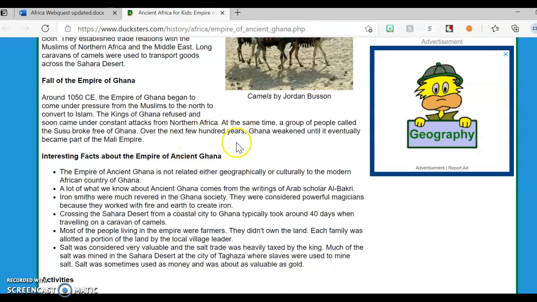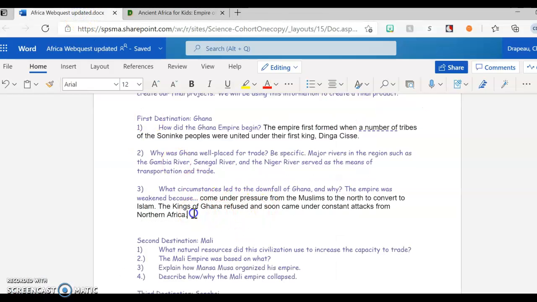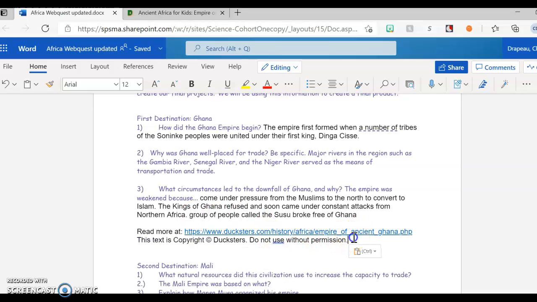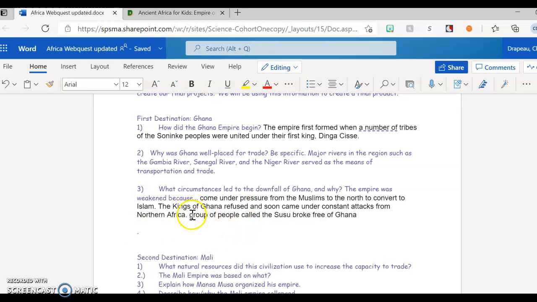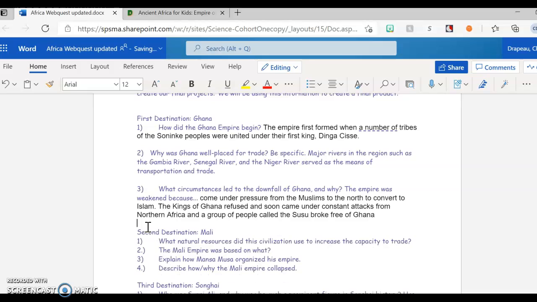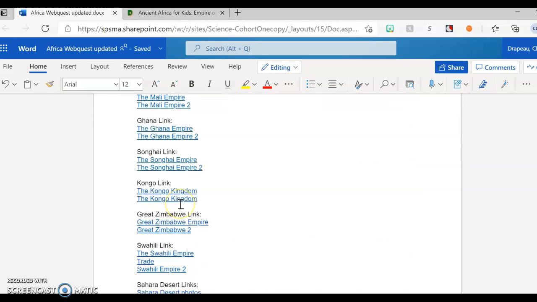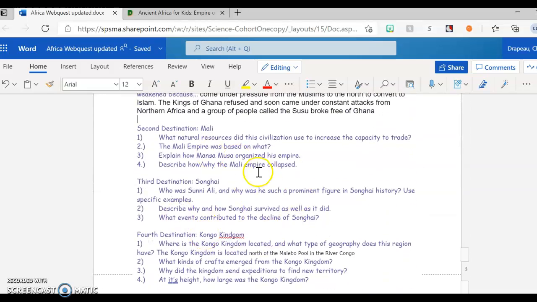And then the other group of people, the Susu, broke free. Okay, and copy, put this in. And we'll do the same method. And to make it a little more readable, I'm going to go back in here. And so what you're going to do is just use the website's provided links to answer these questions.